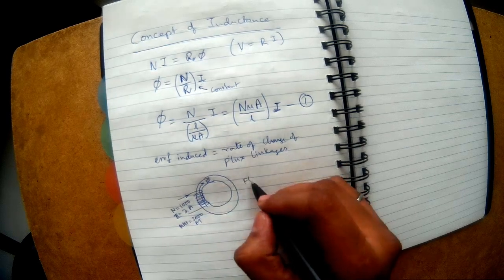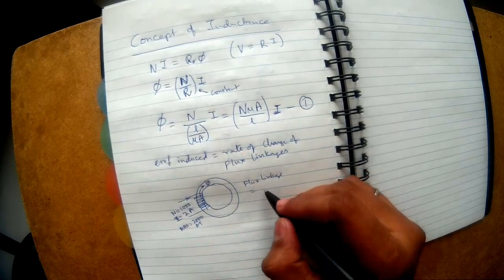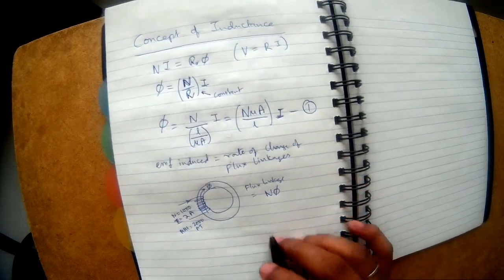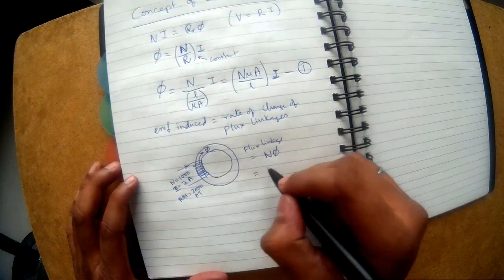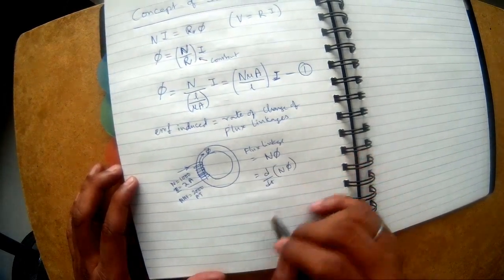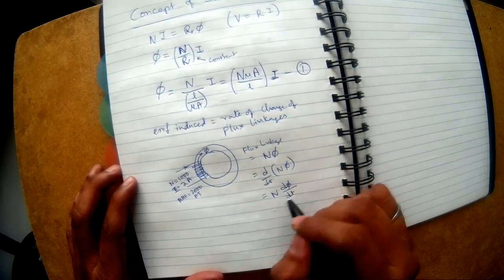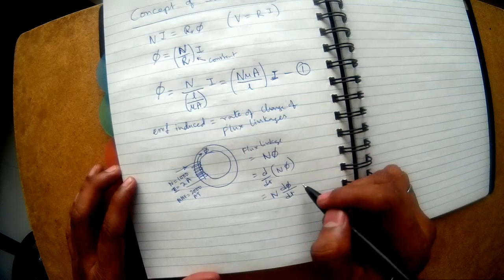Now this flux is linking with this N. So what are the flux linkages? It is nothing but flux into N, so that is N phi. And what is the rate of change of flux linkages? So again d by dt of N phi. But N is a constant, so N into d phi by dt. So this is nothing but EMF induced.